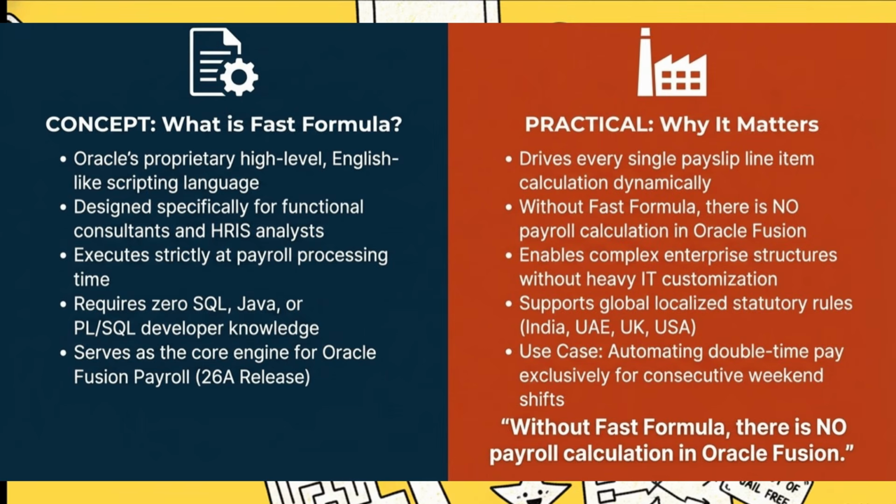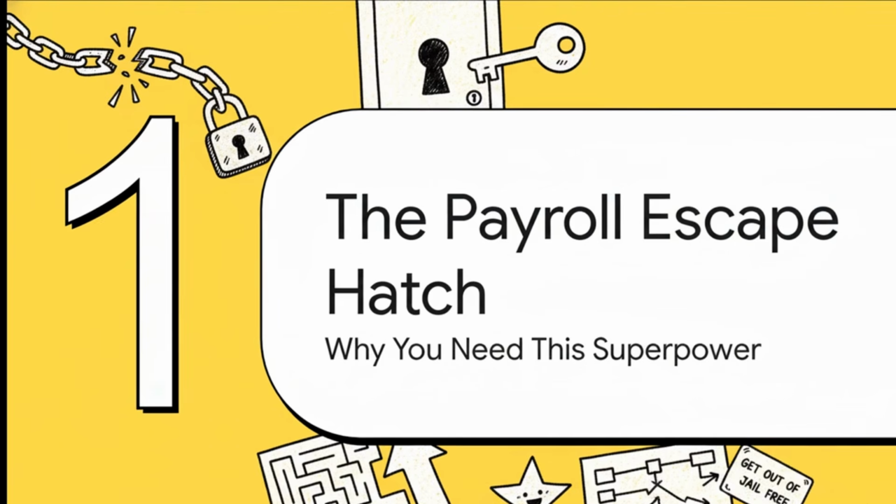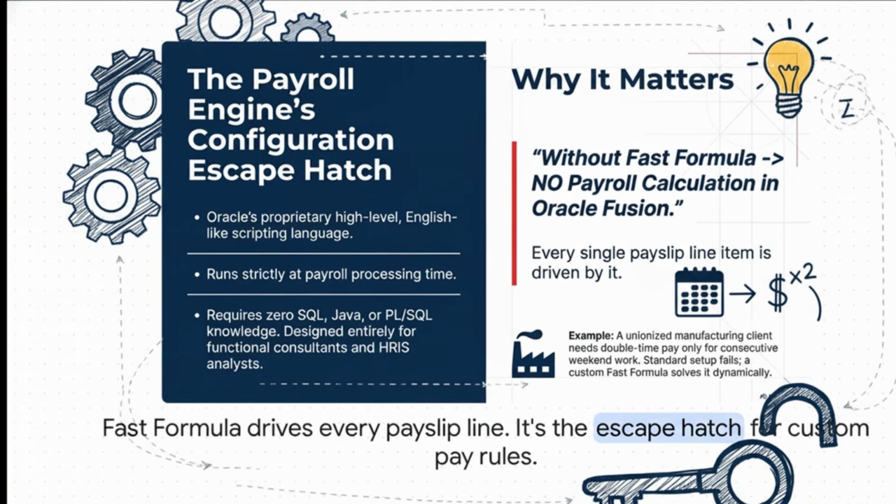So why is it so incredibly critical? Because it's your get-out-of-jail-free card. It's what you use when the standard setup just can't cut it for a really unique business need. Think of it as your ultimate escape hatch. I mean, seriously. Every single line you see on a payslip, every earning, every deduction, it's all calculated by a formula.